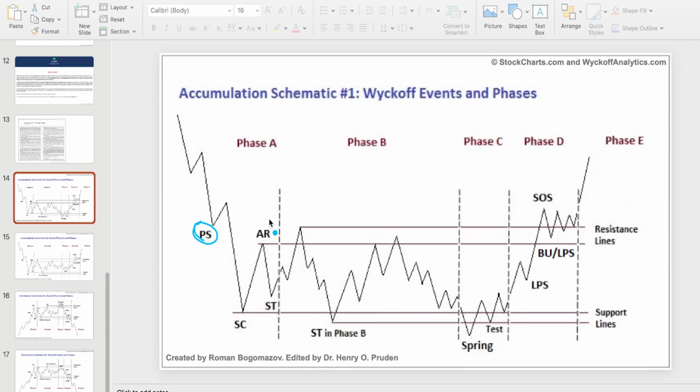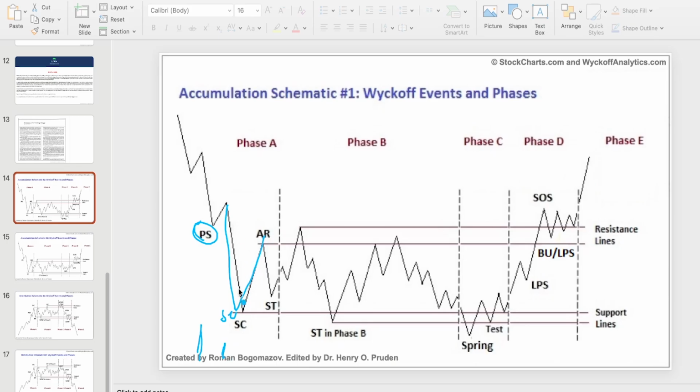So in a bear market, the first attempt, you're gonna see an increase in supply on the preliminary support. So that is the first attempt to stop price from moving downside, and then there's gonna be a second attempt, which is gonna be our selling climax. That second attempt would be on high volume as well, but might not be as high as the volume we had at the preliminary support.